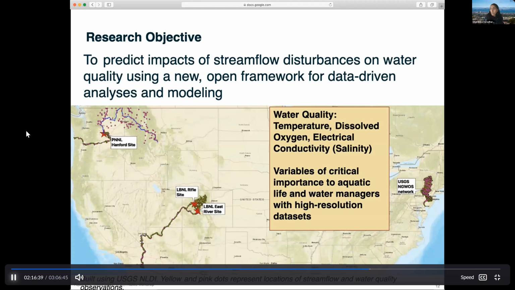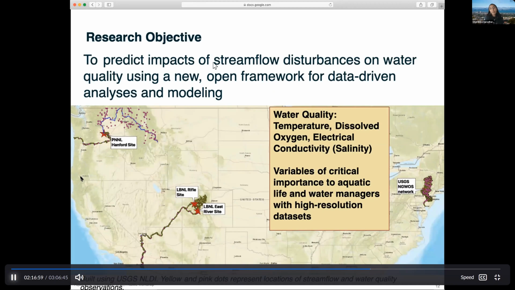So this work is going to focus on 3 river corridors: the Delaware, the Colorado, as well as the Columbia rivers. These are important not just for the nation, but for the Department of Energy. And for this work, by water quality, I'm just referring to 3 different variables: temperature, dissolved oxygen, and conductivity, which are very important for water managers, but also from the machine learning perspective, they have high resolution data available.